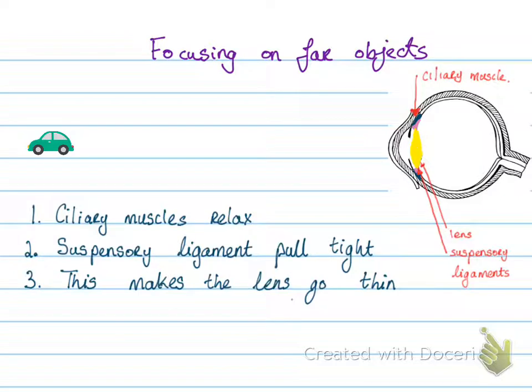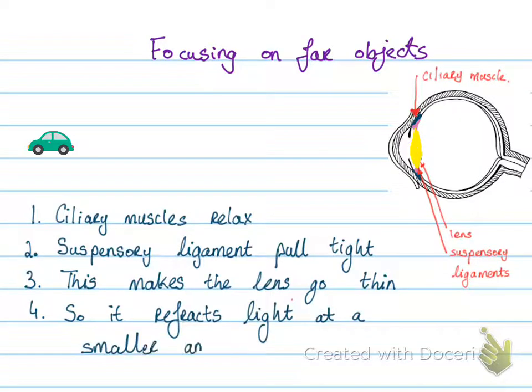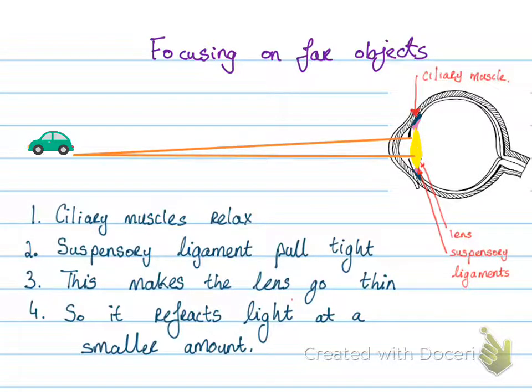So I've just slightly changed that image there. It's changed the shape of the lens to make it thinner. Still convex in shape, but much thinner. So it refracts light at a smaller amount. So it's not good at refracting light, it refracts it less. It still can, but just less. So as light comes in, you can focus on the back of the eye.